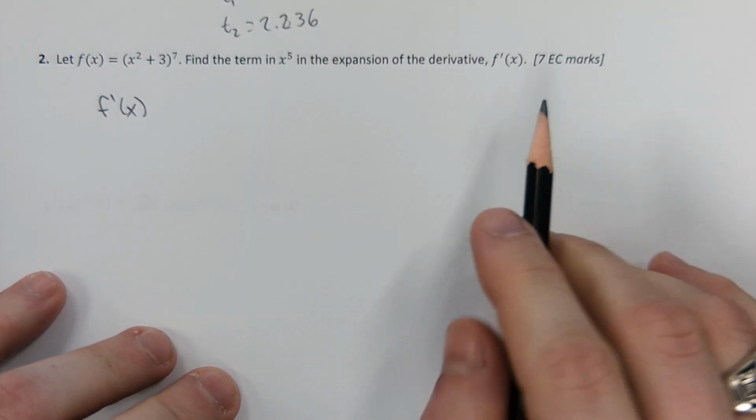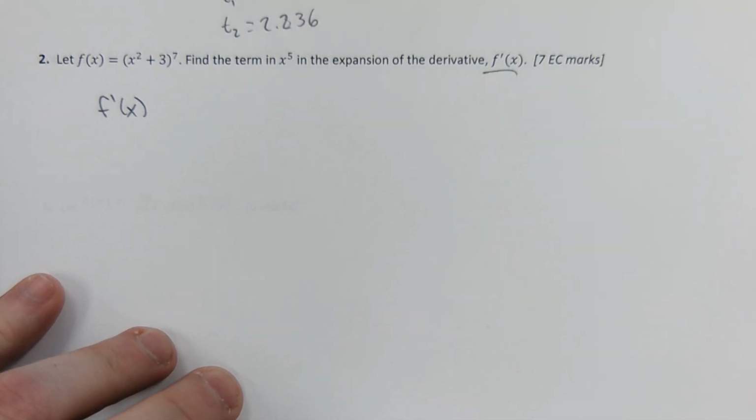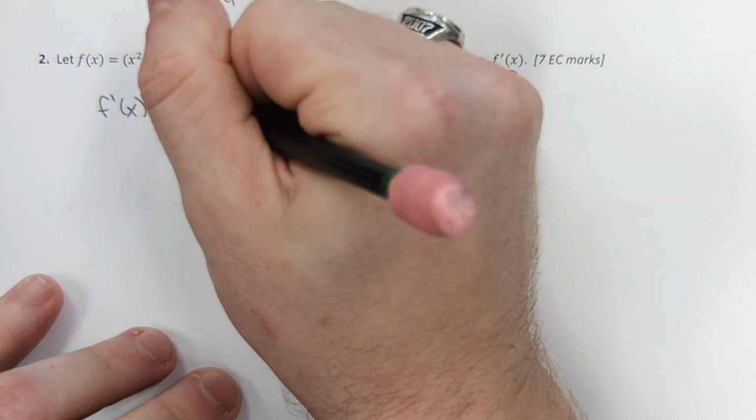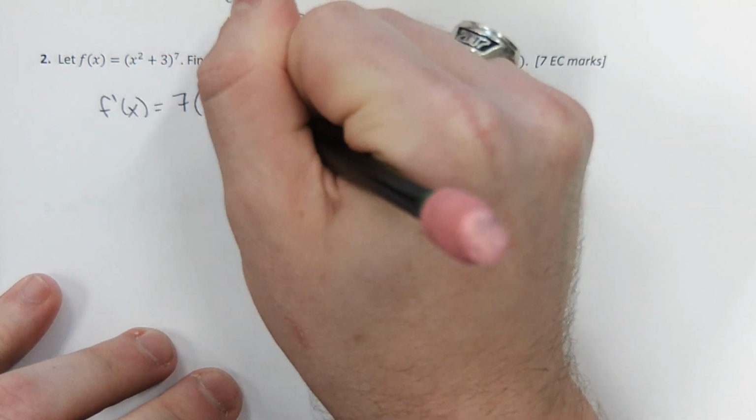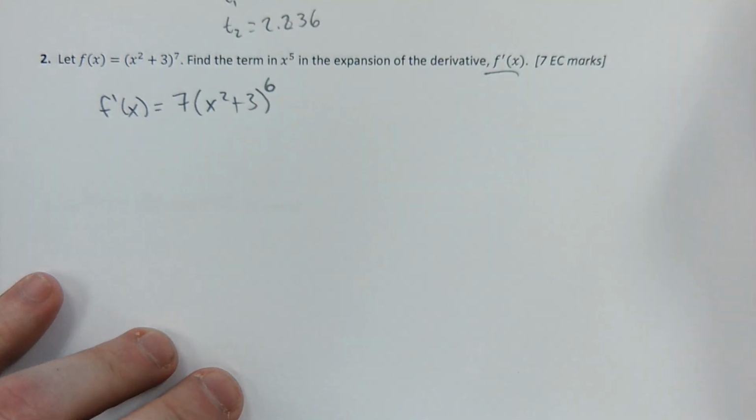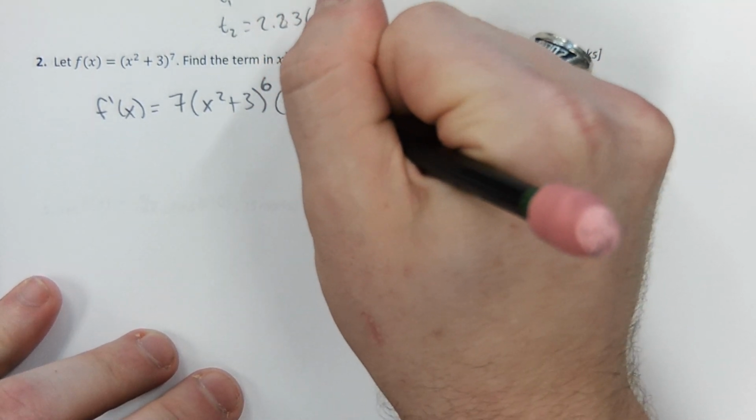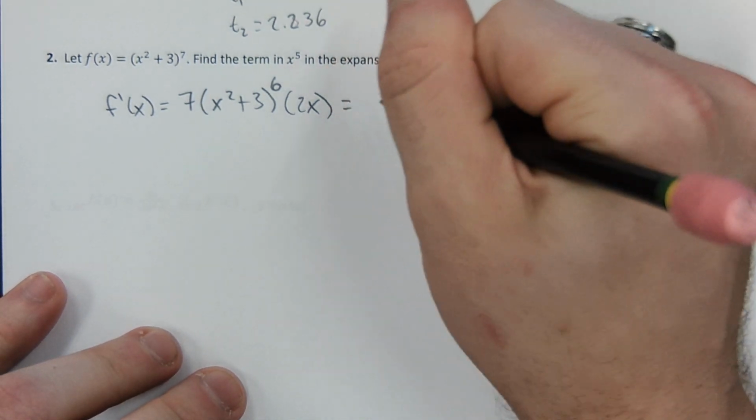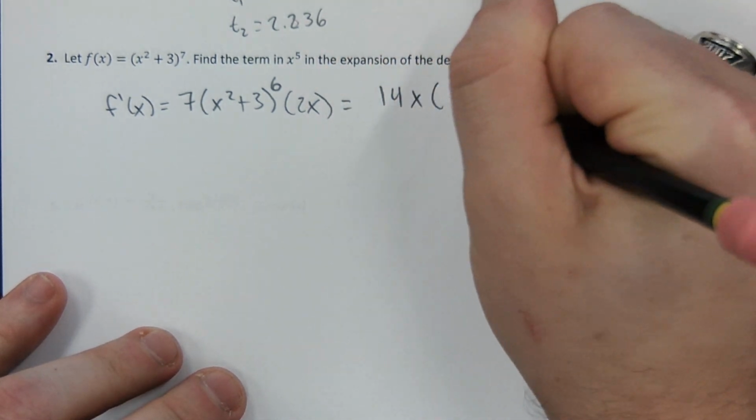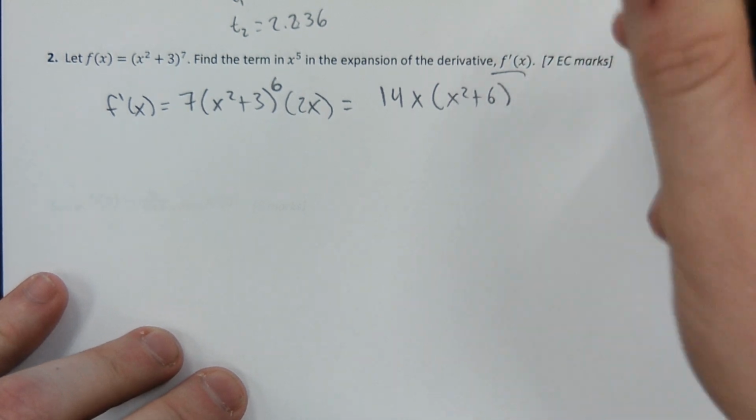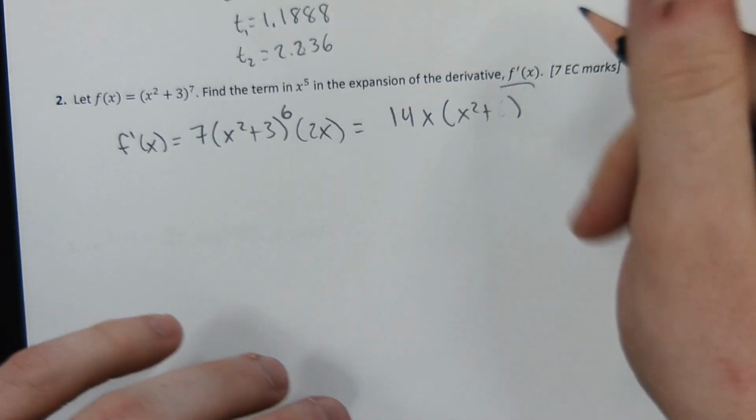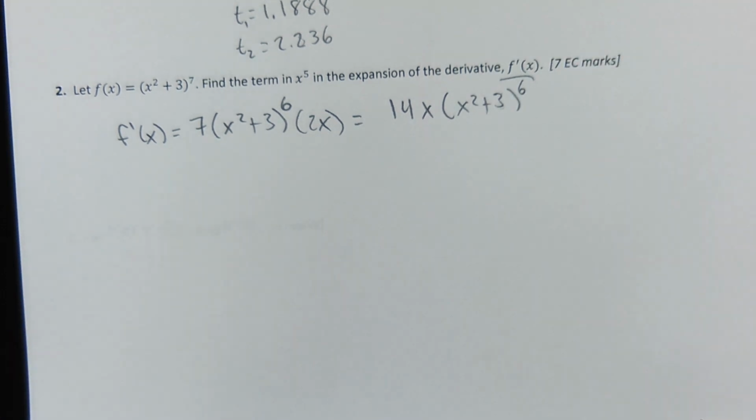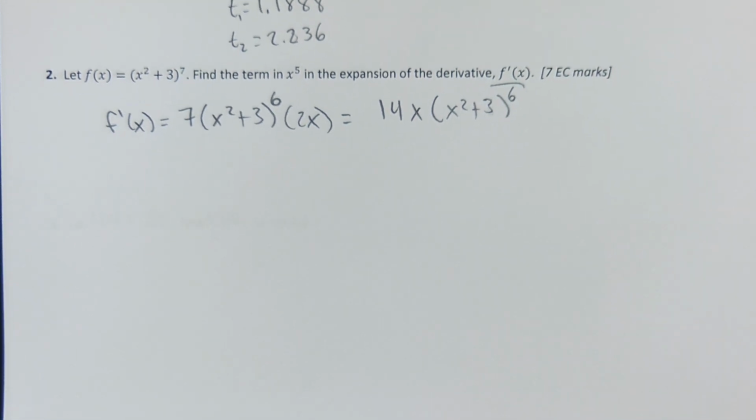F prime of x, because it's asking for us to find its expansion. F prime of x requires you to use the chain rule. First, bring the 7 down to the front. Don't touch the inside. It becomes a 6 now. Now you multiply by the derivative of the inside. There you go. So 14x times (x squared plus 3) to the 6th. I believe that was worth 2 points. So if you got plus 2, it's because you found a good derivative. A number of you got plus 2.